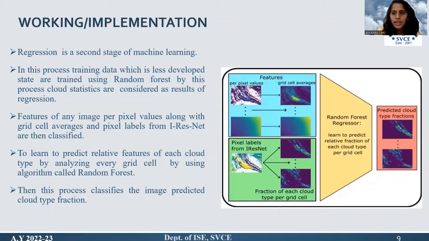So with the help of this random forest algorithm, which helps to predict the grid cell averages and per pixel values of the image, and even the per pixel value from IrisNet. Basically, it helps to learn and predict relative features of each cloud type per grid cell.